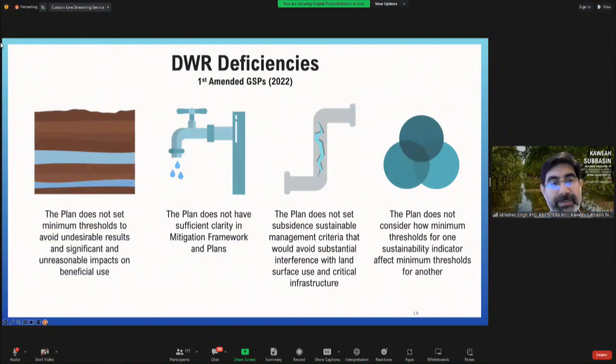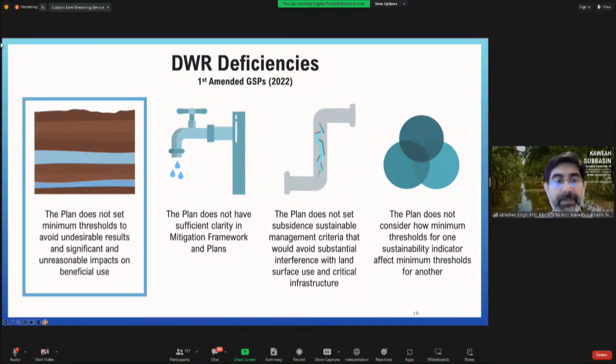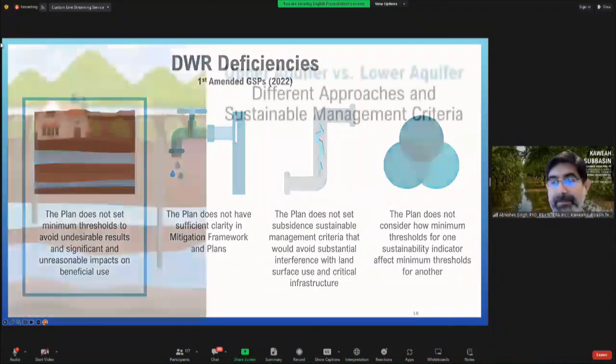So Zach and Angela have already mentioned the various deficiencies that were identified by DWR. So we've parsed it into four aspects of our presentation today. The first aspect is going to cover water levels. Then we're going to talk about our mitigation program, which of course relates to water level impacts. We will then move into the sustainable management criteria for subsidence. We will connect subsidence with water levels, and finally talk about the consistency between the water level and subsidence minimum thresholds. Next slide.